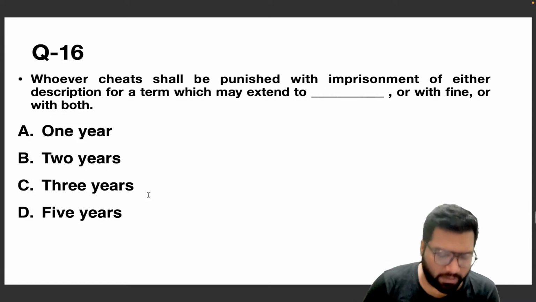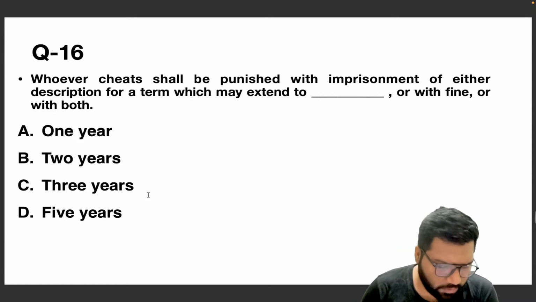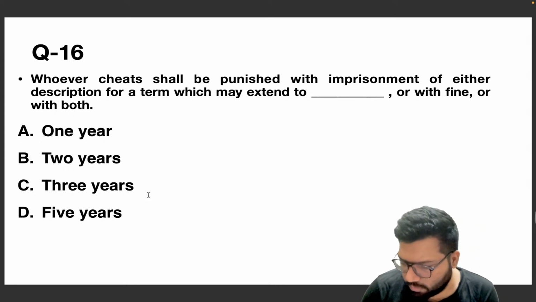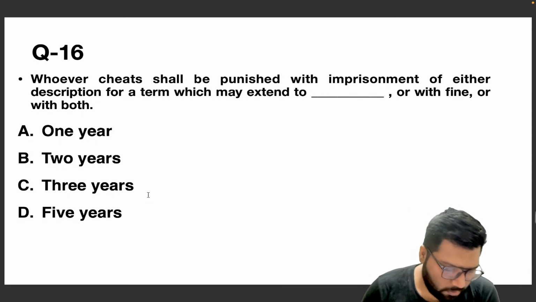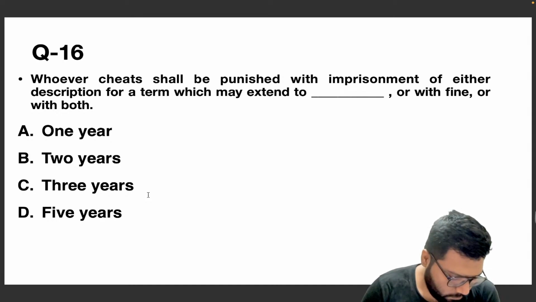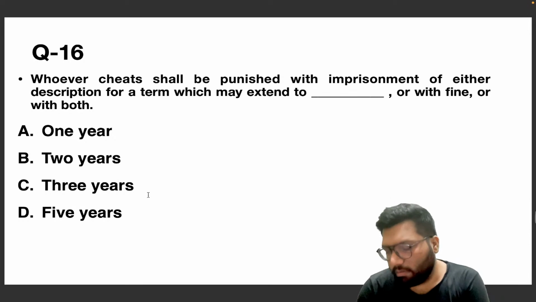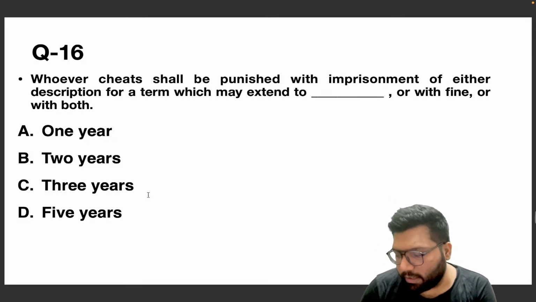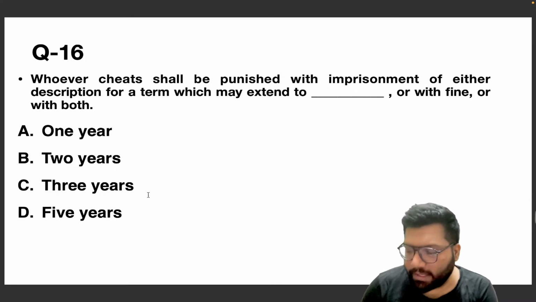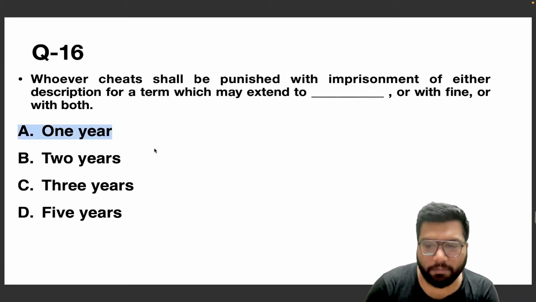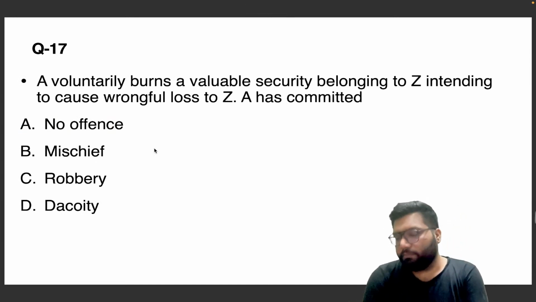Is the punishment for cheating 3 years? I don't think so. Do I need to cross check? Just a second, I'm doing a cross check. I think it's 1 year only. The answer is 1 year. 417. Nawab Khan, first one to answer correctly. Sara Khan, yes, A is the correct answer. 1 year.